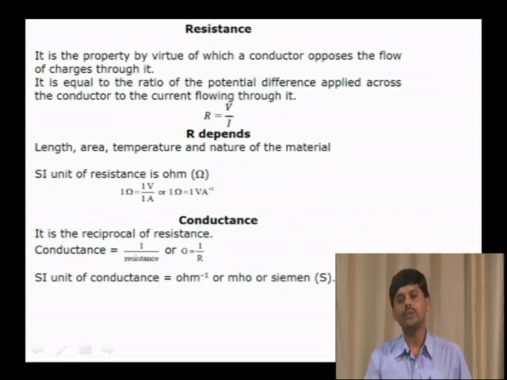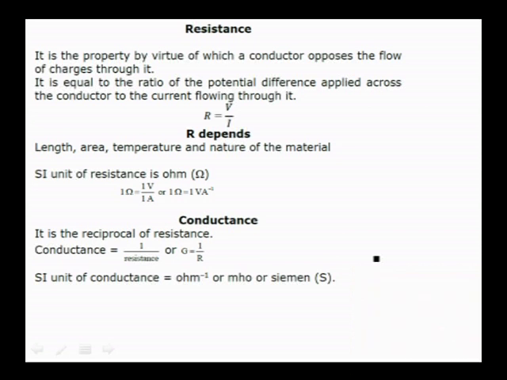Resistance is the opposition offered by the conductor to the flow of current in a conductor. It is also defined as the ratio of the potential difference across the conductor to the current through the conductor, that is R is equal to V by I.